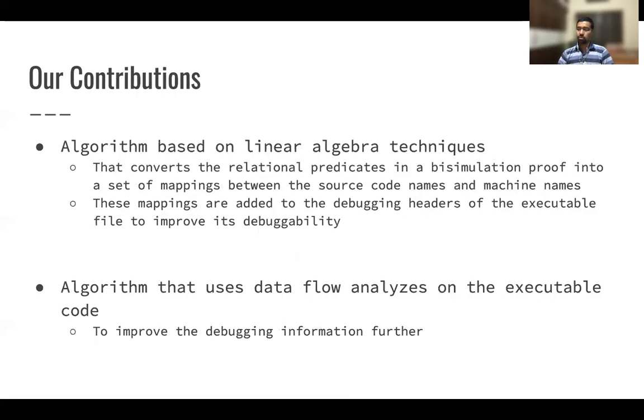The primary contribution of this paper is an algorithm based on linear algebra techniques that converts the relational predicates in the bisimulation proof into a set of mappings between the source code names and the machine names. These mappings are then added to the debugging headers of the executable file to improve its debuggability. The proposed algorithm also involves data flow analysis on the executable code to improve the debugging information further.